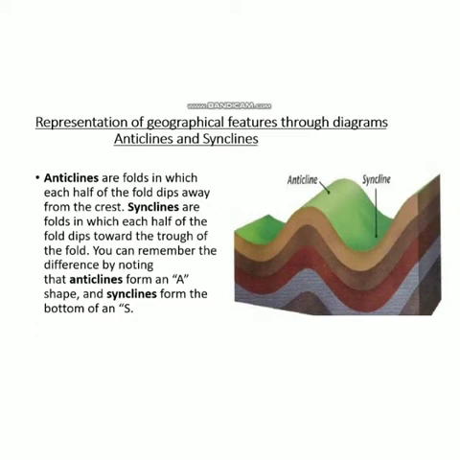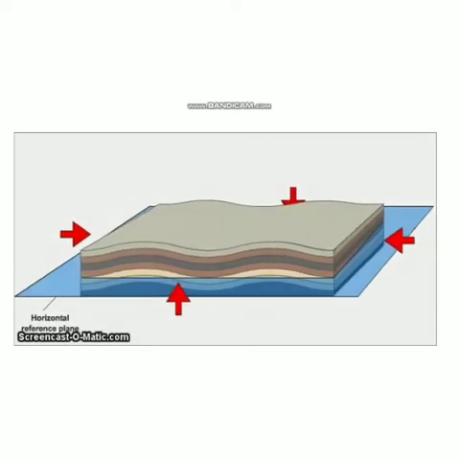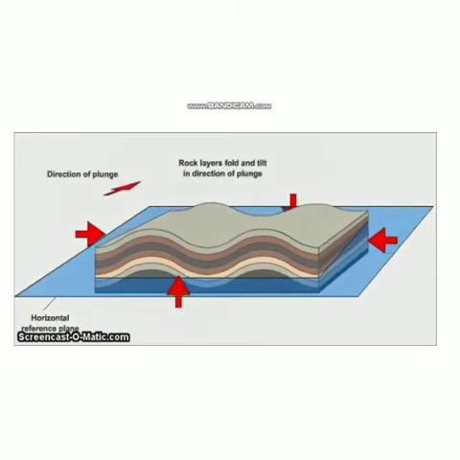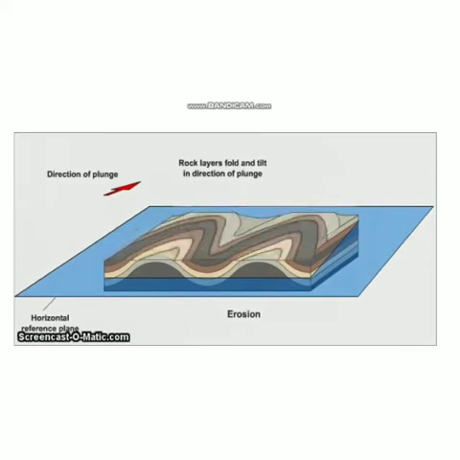You can remember the difference by noting that anticlines form an A shape and synclines form the bottom of an N. Anticlines and synclines are parts of a simple fold. So students, let's see how a fold is formed. Well, a fold is formed when the layers of the Earth's crust are folded by compression.